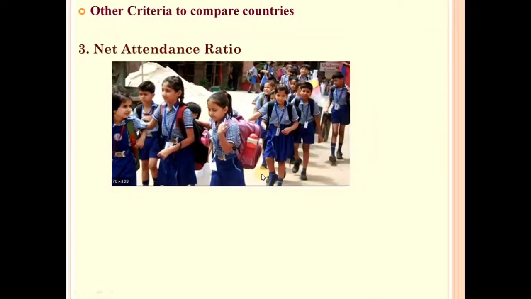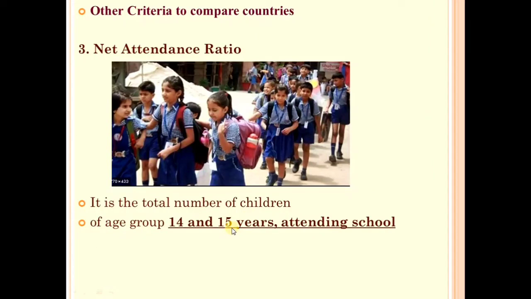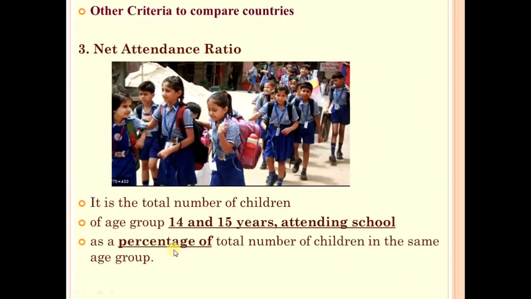When I say children of the age 14 and 15 years, it means approximately they are in 9th or the 10th class. So net attendance ratio is the total number of children in the age group of 14 and 15 years, meaning after the 8th standard, who attend the school, as a percentage of total children in the same age group.